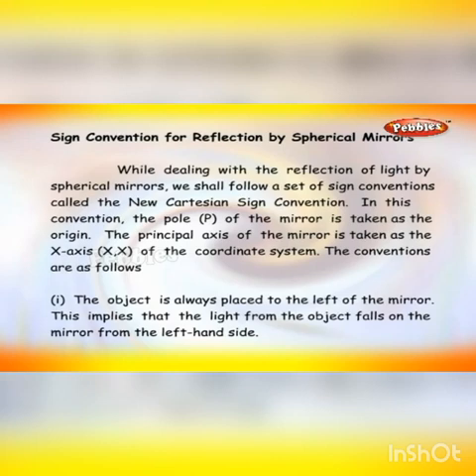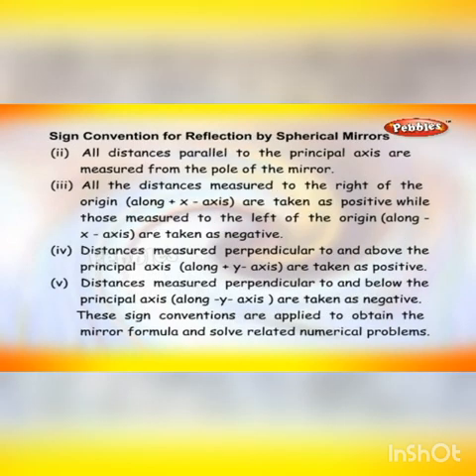The object is always placed to the left of the mirror. This implies that the light from the object falls on the mirror from the left-hand side. All distances parallel to the principal axis are measured from the pole of the mirror. All the distances measured to the right of the origin are taken as positive, while those measured to the left of the origin are taken as negative.